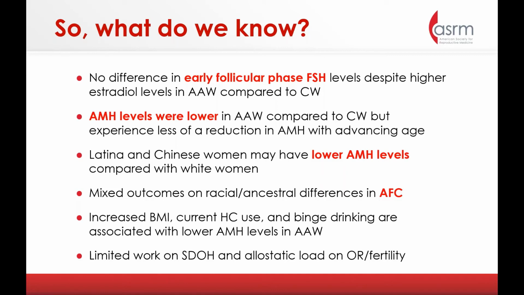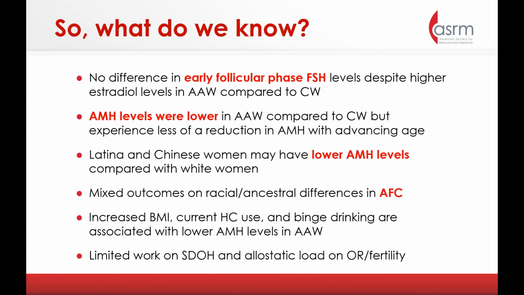There have been mixed outcomes on racial and ancestral differences in antral follicle count, and most, not all, but most of these studies have been done in infertile populations. We've found pretty consistently that increased BMI, current hormonal contraception use, and binge drinking are associated with lower AMH levels in African American women, whereas abnormal uterine bleeding and cycle length greater than 35 days were associated with higher AMH levels.